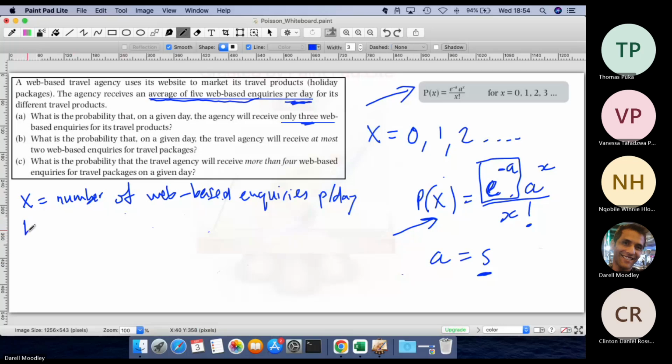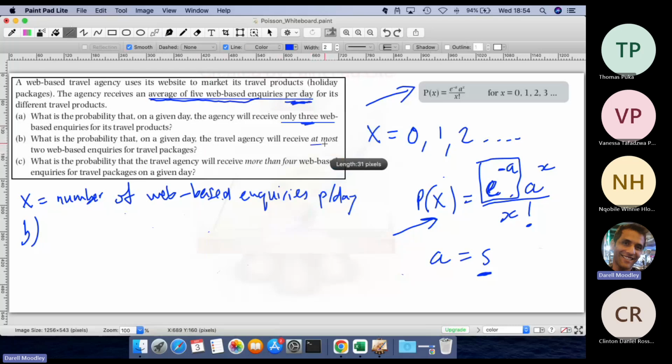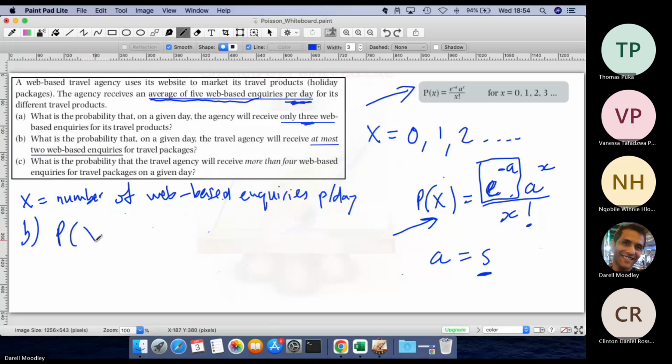Okay. Question number B. The question is, what is the probability that on any given day, the travel agency will receive at most 2 web-based inquiries? Here, once again, you're getting tested on expressing "at most" mathematically. They're asking, what is the probability that X is at most, which is less than or equal to 2? That's what you need to work out.